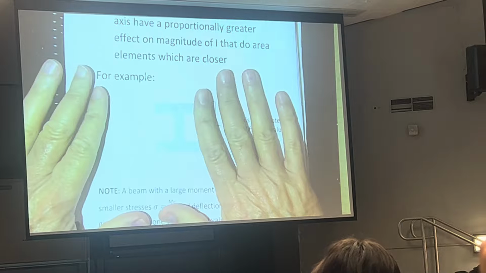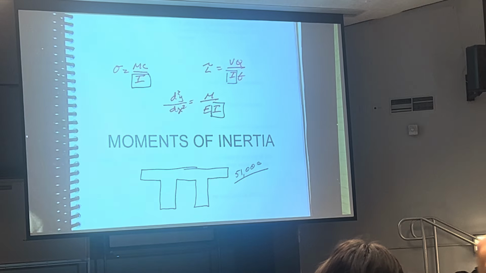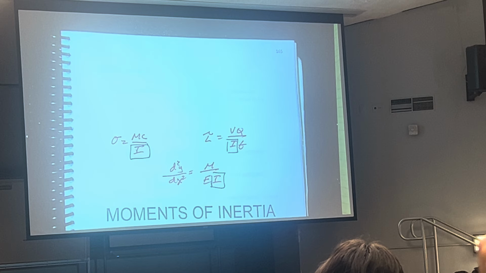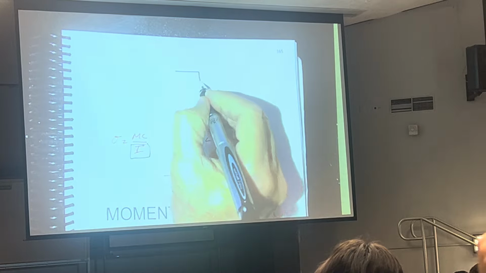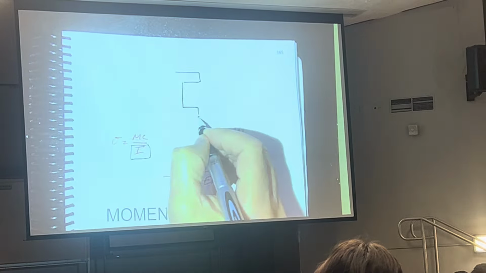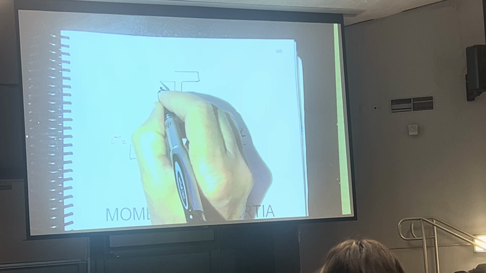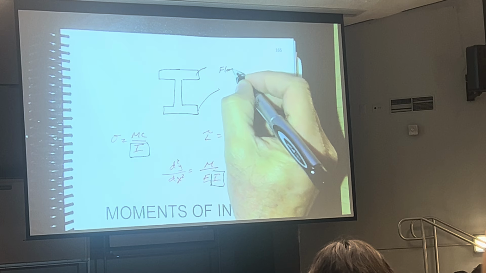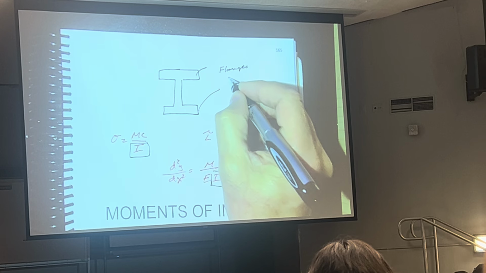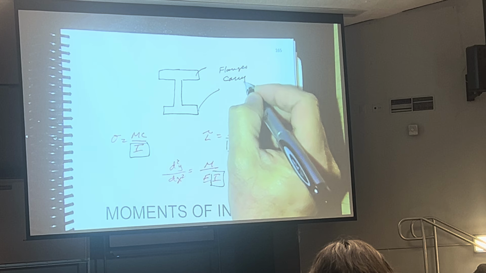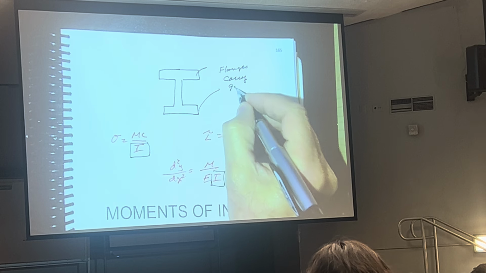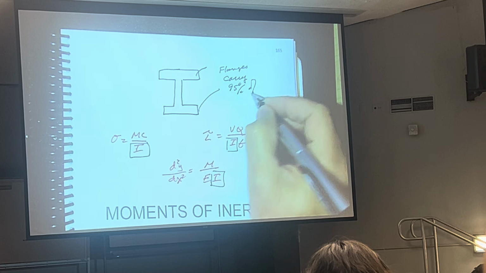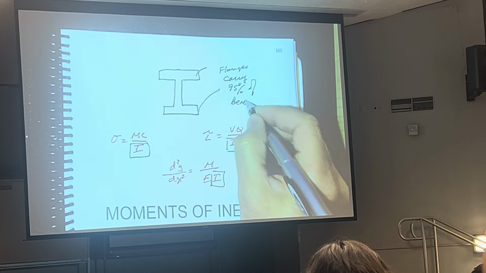But not only that, here's an additional piece of information that you're going to find when you go to the next class: the I-beam is special because these are called the flanges, and they carry 95% of the bending moment.